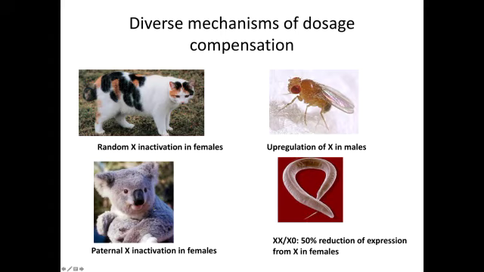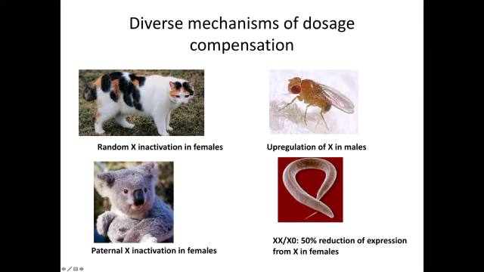It's interesting in marsupials, it's not random X inactivation. In fact, the X chromosome that's inherited from fathers is inactivated. So females have 2 X chromosomes like non-marsupials, but 1 X is always inactivated, the one that was inherited from dad.